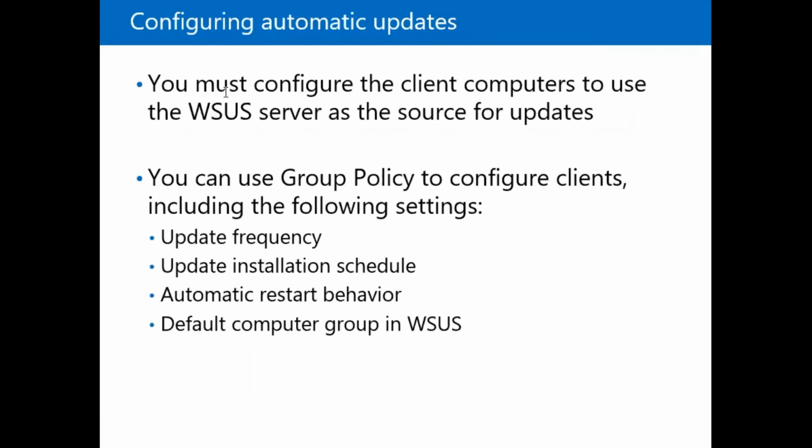Configure automatic updates. You must configure the client computers to use WSUS servers as the source for updates. And that can be done via group policy. We can tell the individual client to contact the servers to get the updates. You can use group policy to configure clients, including settings such as update frequency, like after how long they should contact the WSUS servers.